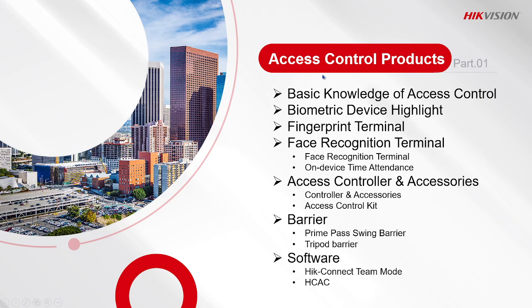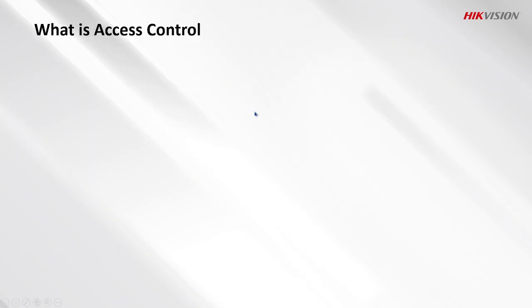On access control products, we're going to cover the basic knowledge of access control, biometric device highlights. Then we have the fingerprint terminal and face recognition terminal. We look at the access controller, the barrier itself, and we also look at the software that is used to do access control.